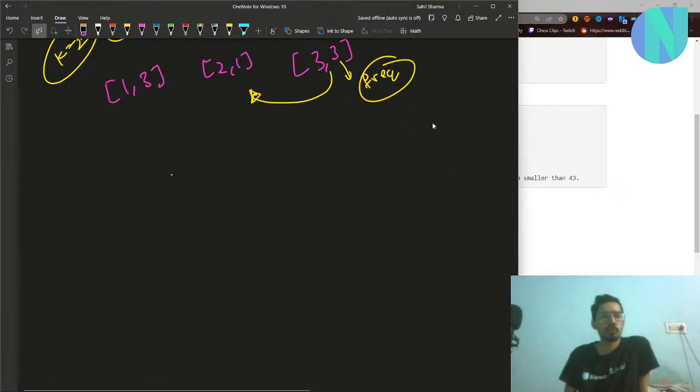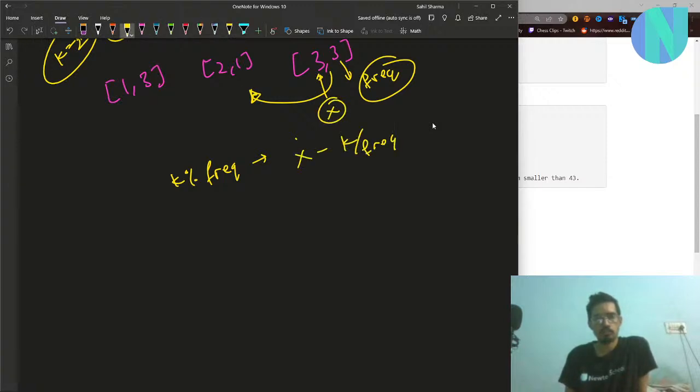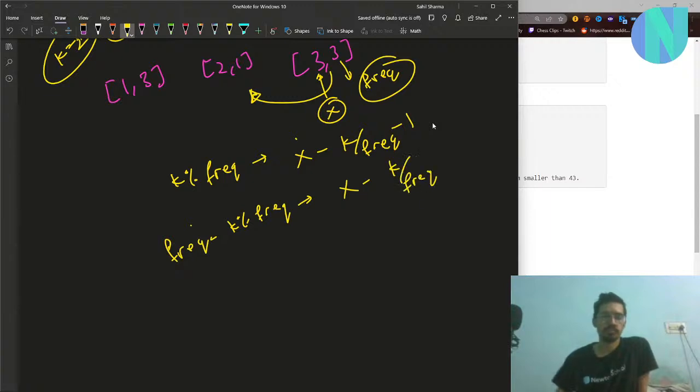You will only be able to convert k mod frequency elements into x minus k by frequency minus 1, if this value is, let's say, x. And you will be able to convert frequency minus k mod frequency elements into x minus k by frequency, right?